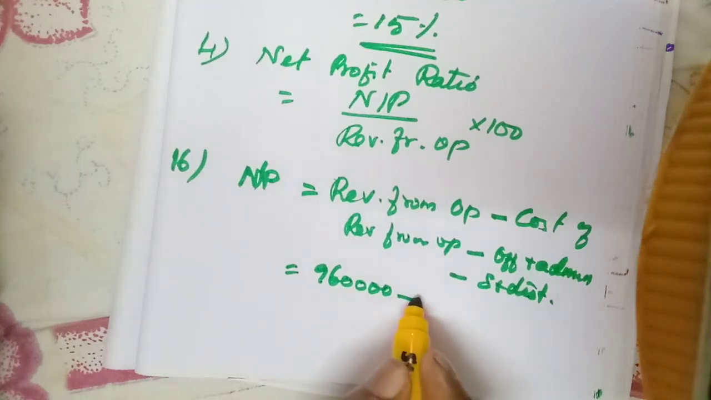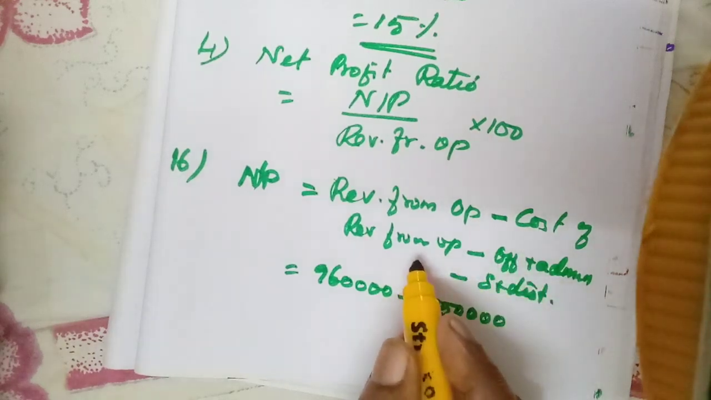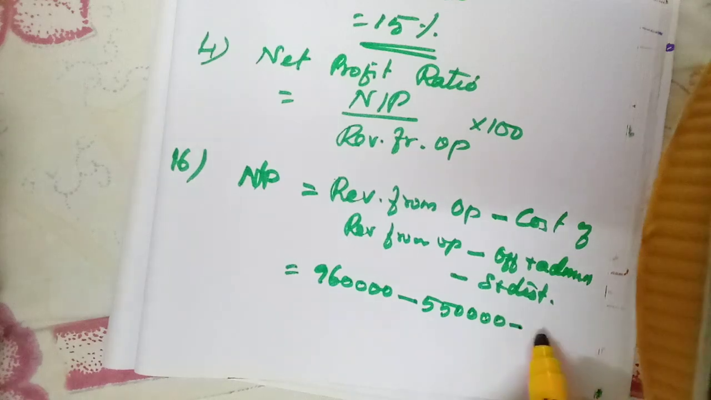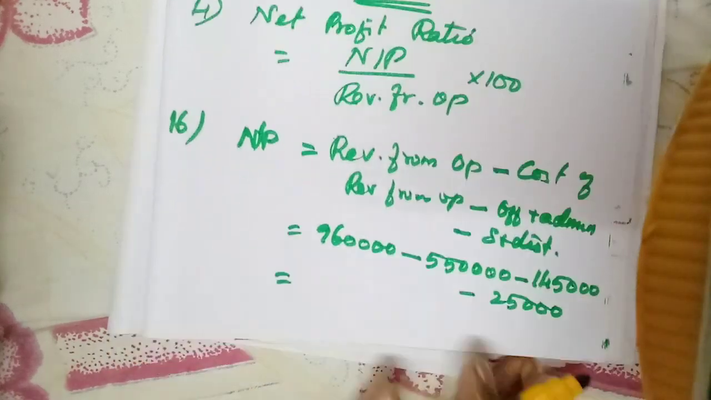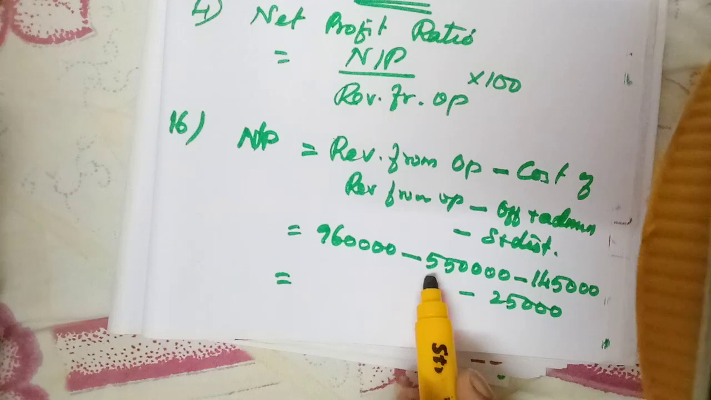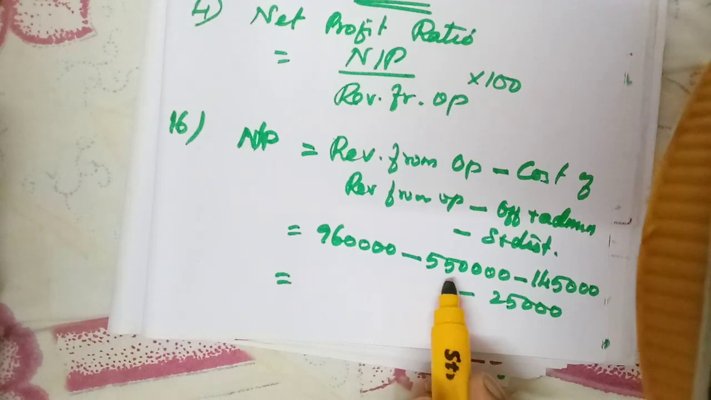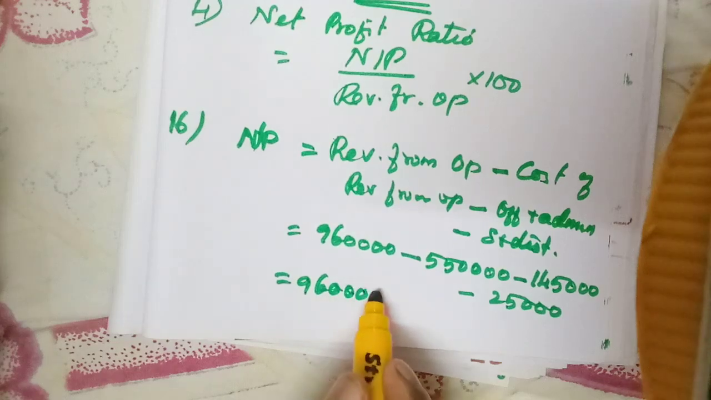9,60,000 minus 5,50,000 cost of revenue from operation, minus office and administrative 1,45,000, minus 25,000. Okay, we will calculate this one. How much is coming? 1,45,000, 1,50,000, 1,70,000, 6,70,000, 7,20,000. So 7,20,000.